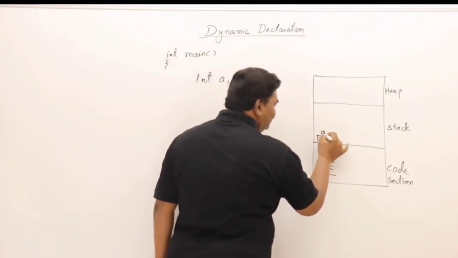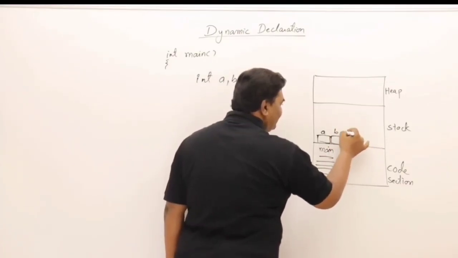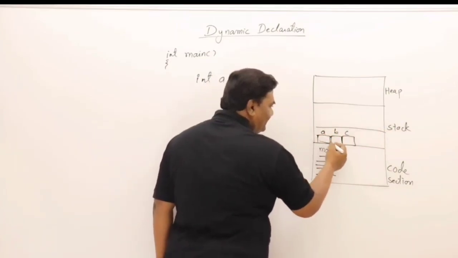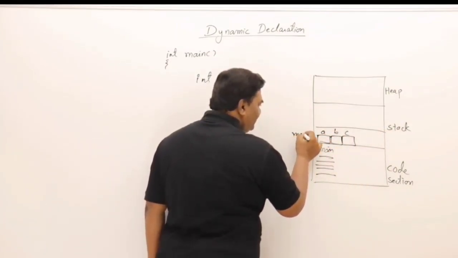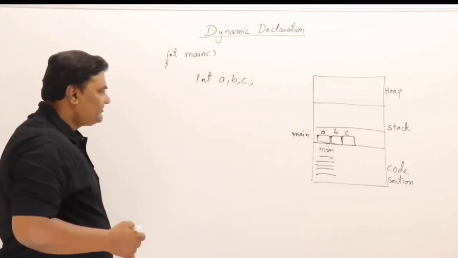for a are given inside the stack, then 2 bytes for b are given and 2 bytes for c are given. So this total block of memory, I'll just put a bar here to show that this memory belongs to main function. So this is called the activation record of main function. So it's occupying a total of 6 bytes of memory.